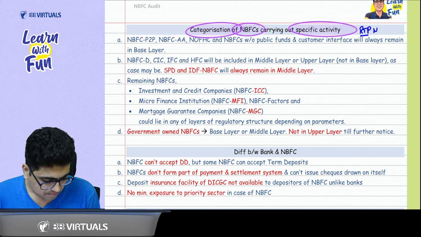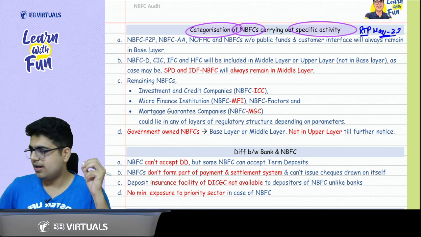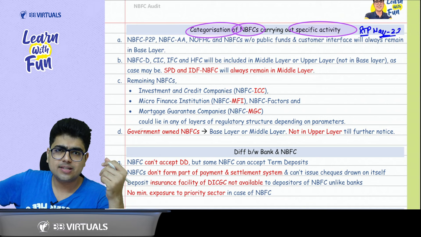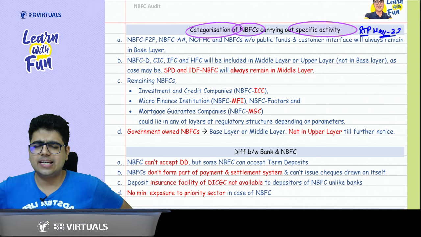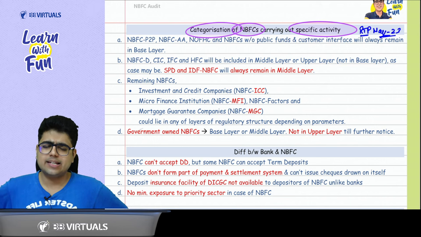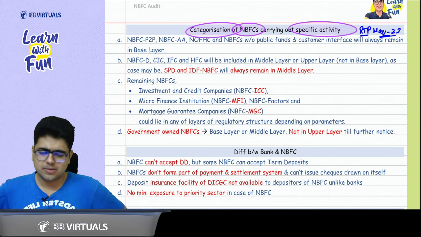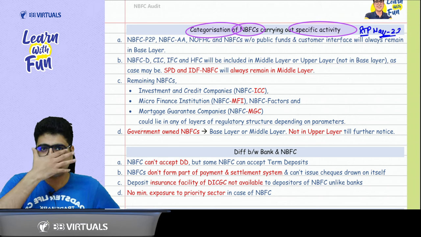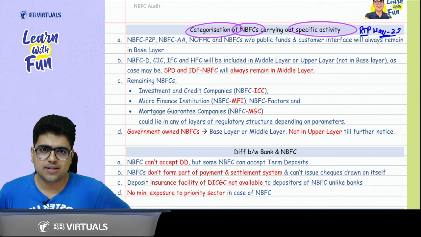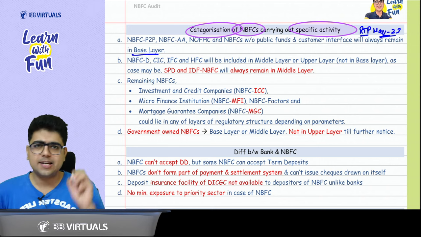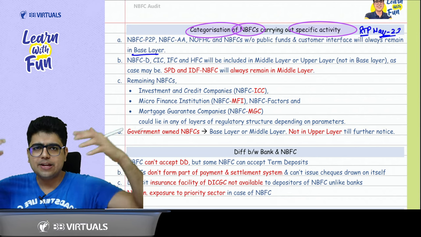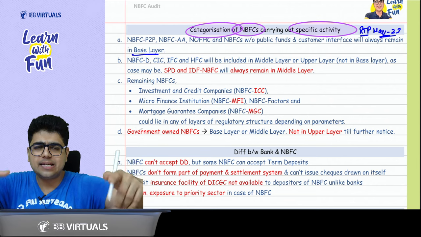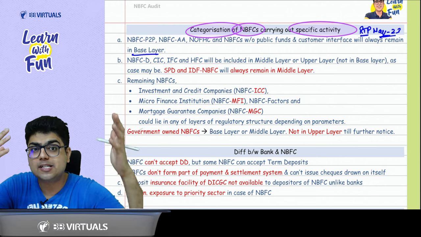RTP May 23. Now you are getting a feel of importance. Yes, sir. So this topic was asked in RTP May 23, in which ICI asked, please explain the categorization of NBFCs on the basis of various activities. So first of all, it says whatever NBFCs are in the base layer. What were the base layer NBFCs? Let's recollect. Base layer, who builds the base? If I talk about a family, who builds the base? Sir, it's the parents.